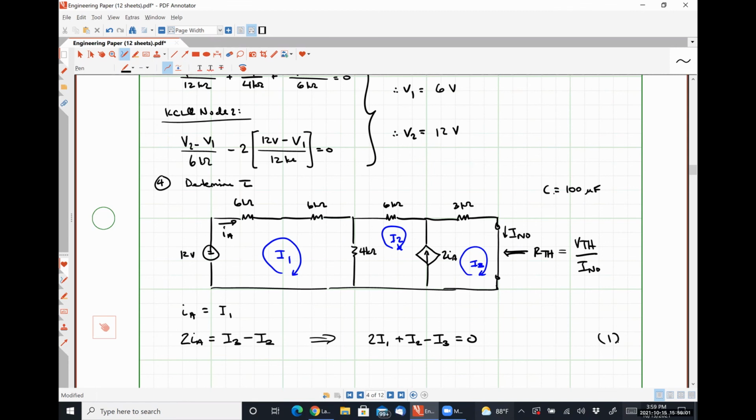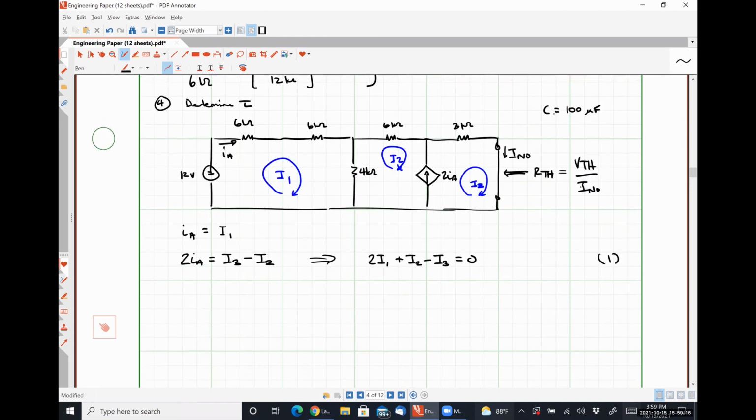All right, what do I need to do next? Kirchhoff's voltage law around either mesh 1 or super mesh 2 and 3, right? Which one do you guys want to do first? All right, mesh 1.